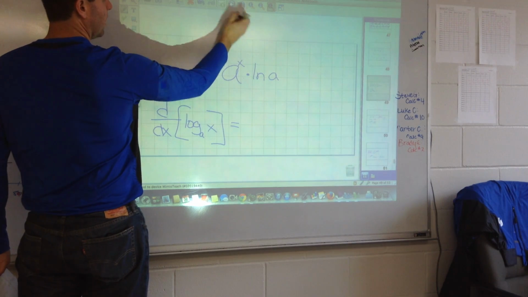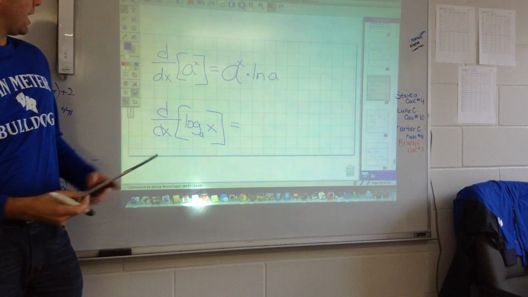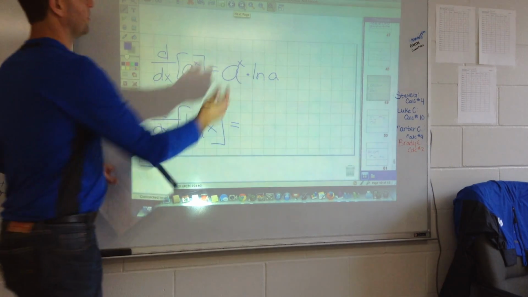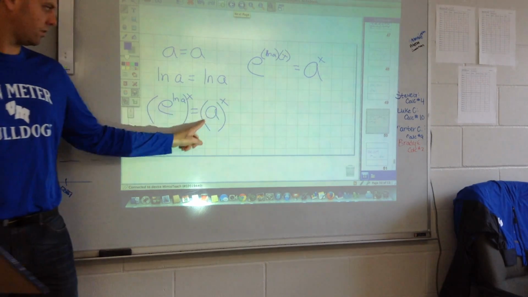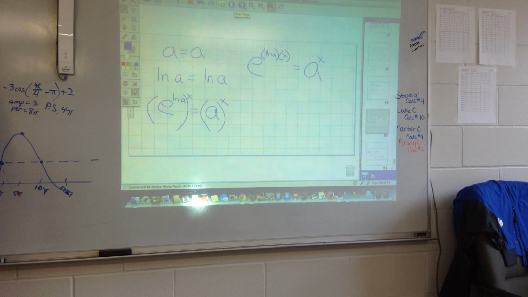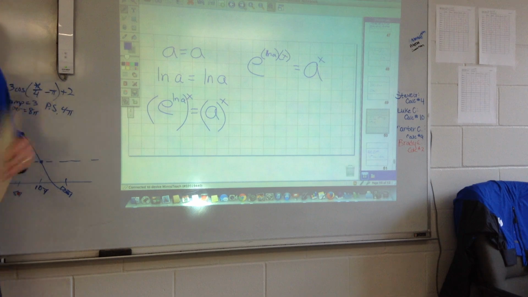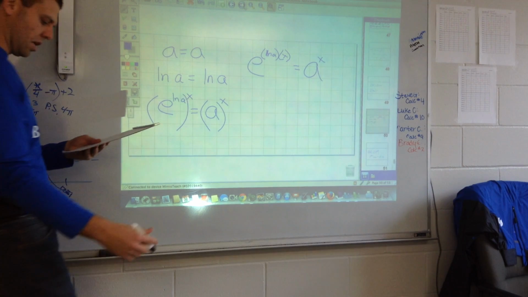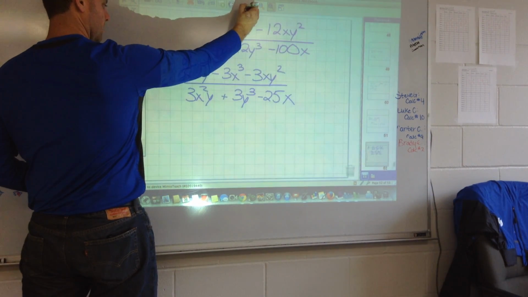So, how we found the derivative of this one was we actually changed this, a to the x, to something in terms of e's and ln's, right? We're going to do the same thing with the logarithms, because we know how to find the derivatives of e and the ln, so we're going to change logarithms to e's and ln's, or actually just ln's for that matter.